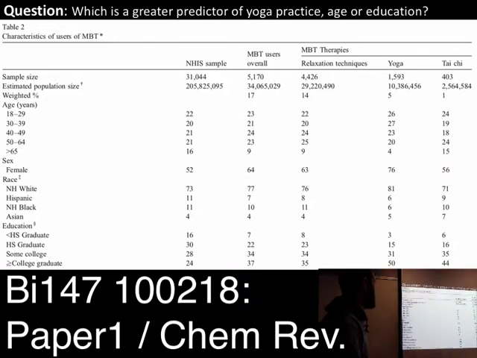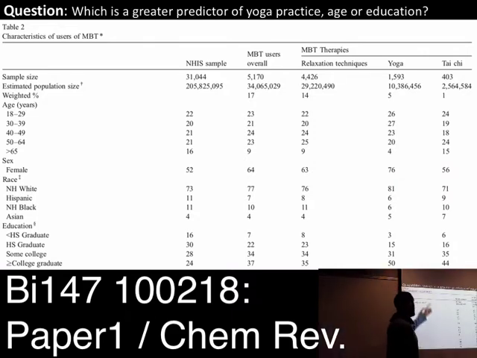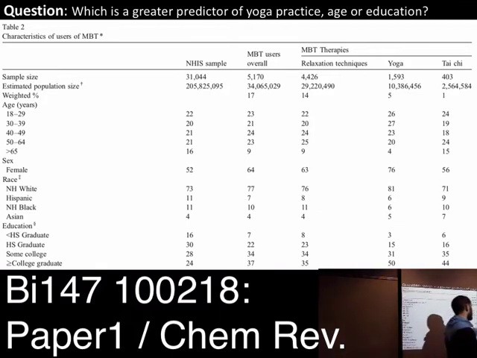So, all right, let's go another level up. Which is a greater predictor of yoga practice? Age or education? Age or education? Which is a greater predictor of yoga practice? Age or, where is it? Education. So we're looking at yoga, this column. Age is this, and education is down.